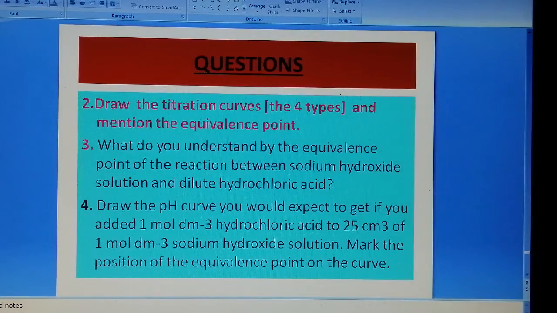Now draw the titration curves, 4 types, and mention the equivalence point. What do you understand by the equivalence point of a reaction between sodium hydroxide and dilute hydrochloric acid? That means the amount of sodium hydroxide is enough to neutralize the amount of dilute hydrochloric acid. Draw the pH curve you would expect if you add 1 mole of hydrochloric acid to 25 cm³ of 1 mole of sodium hydroxide. Both are 1 mole, so you will get the same strong acid, strong base curve. I hope this is clear for you. Thank you.